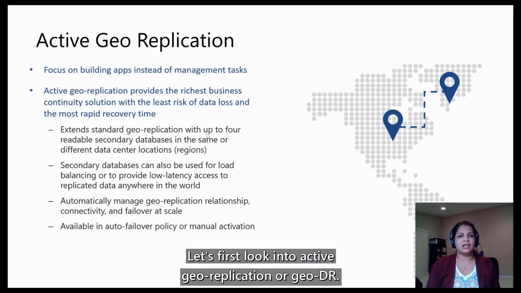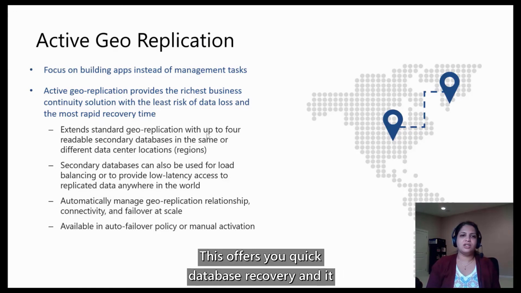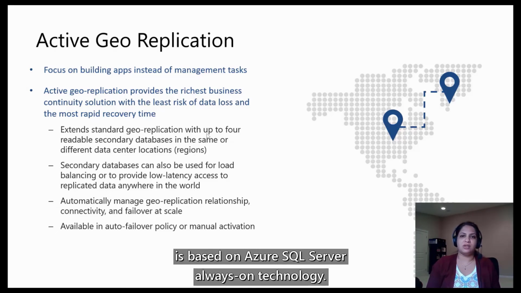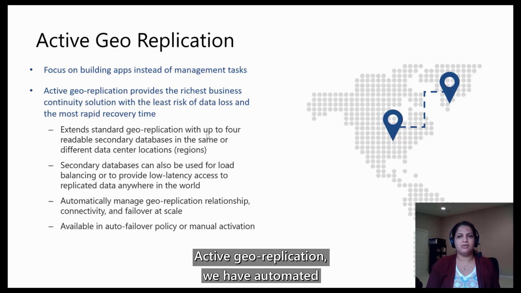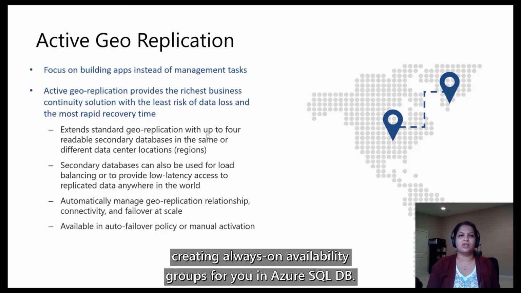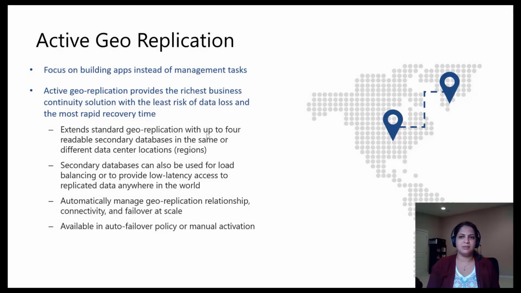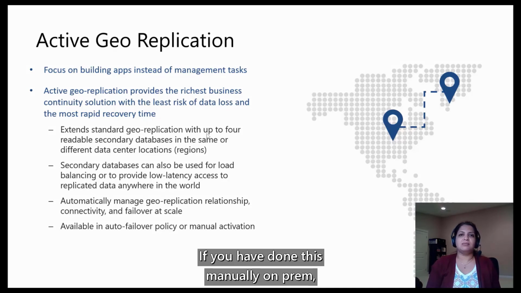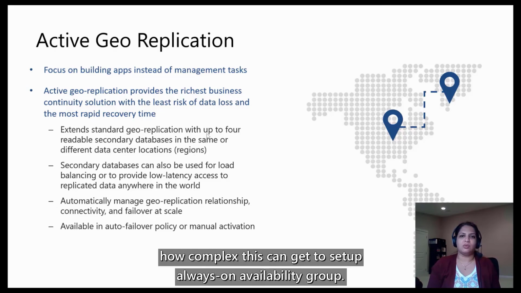Let's first look into active geo replication, or GeoDR. This offers you quick database recovery, and it is based on Azure SQL Server Always On technology. With active geo replication, we have automated creating Always On availability groups for you in Azure SQL DB. If you have done this manually on-prem, you know how many steps this involves and how complex it can get to set up an Always On availability group.